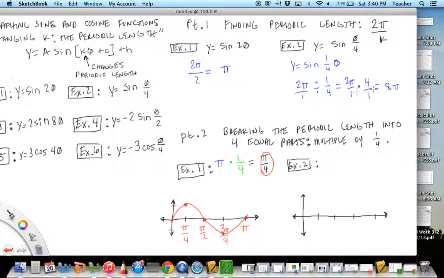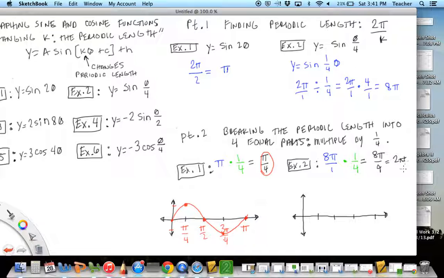Now let's talk about this case where I have 8 pi. If I want to break up 8 pi into 4 equal parts, I'll take my periodic length, 8 pi, and multiply it by 1/4 because I want to break it up into 4 equal parts. That is going to equal 8 pi over 4, which would be 2 pi.